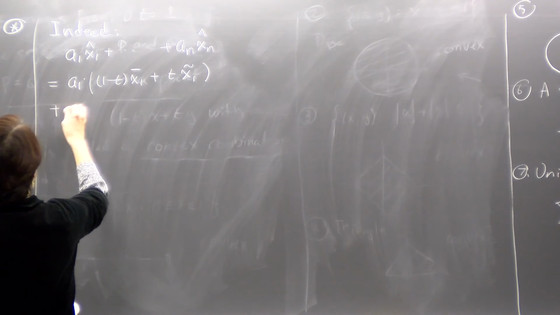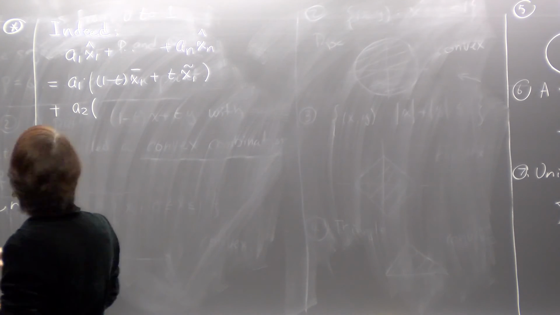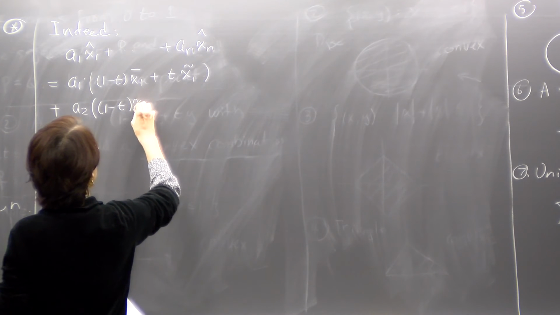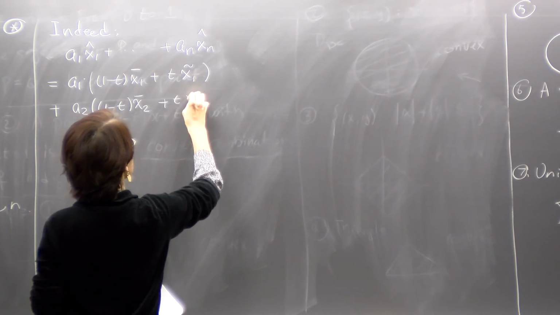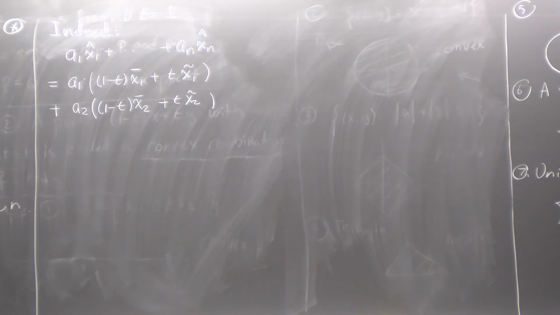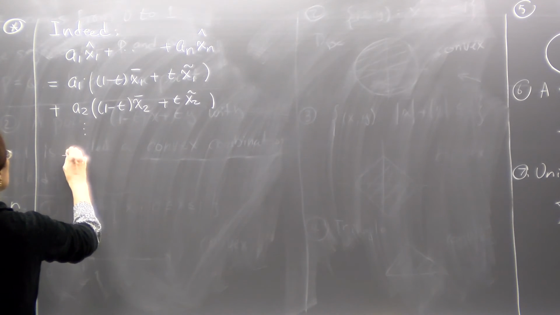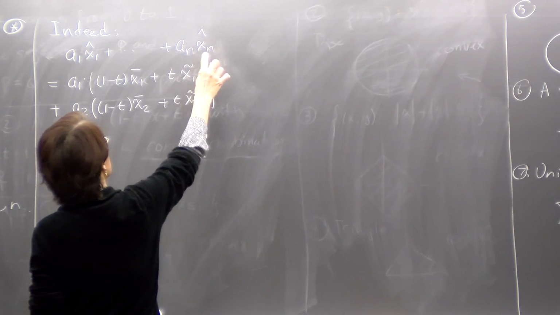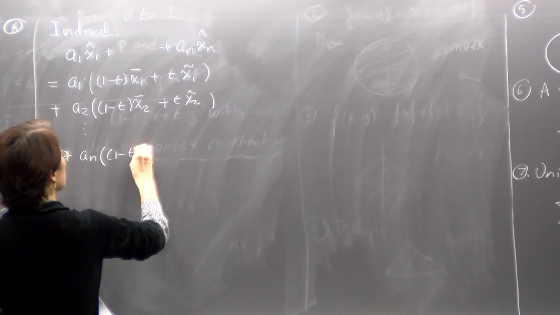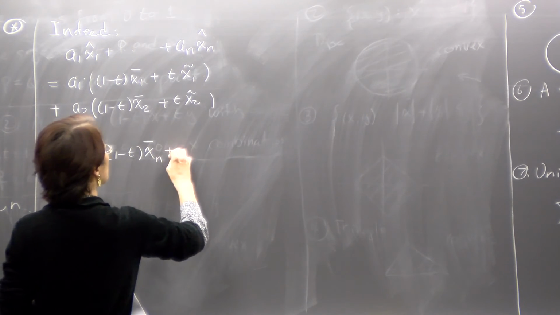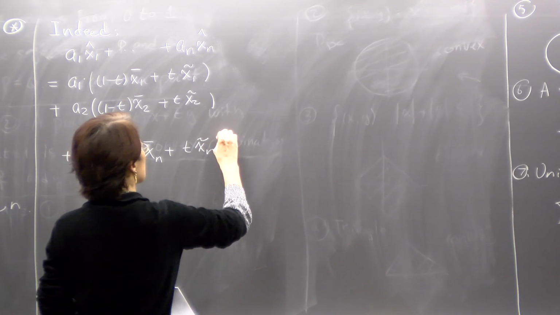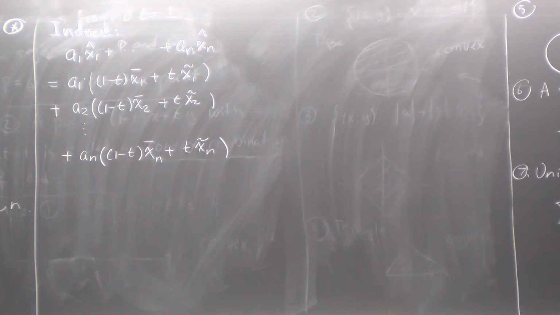Let me write another one. a2 times x2 hat. That will be (1 minus t) x2 bar plus t x2 tilde. And I have that. Okay? And then you keep adding until you reach the last one, an xn hat, which is (1 minus t) xn bar plus t xn tilde. So I wrote this vertically on purpose because I'm going to collect terms together. And the terms that are lined up will be the ones that I will collect together. Is that clear what I will do?